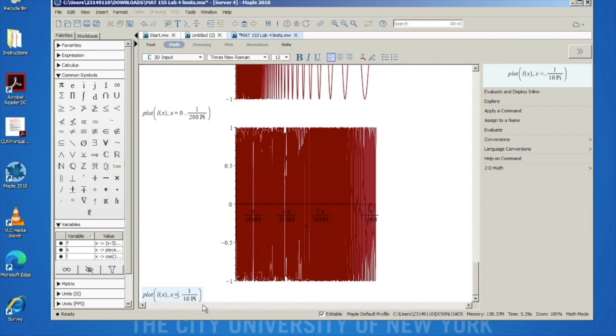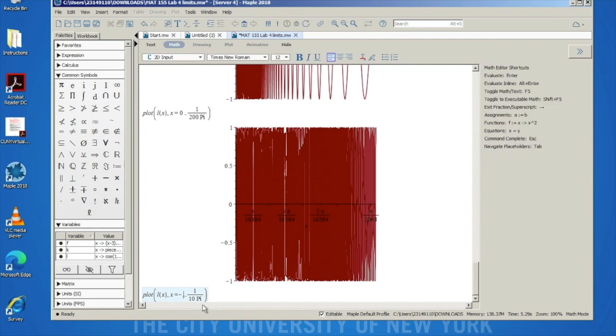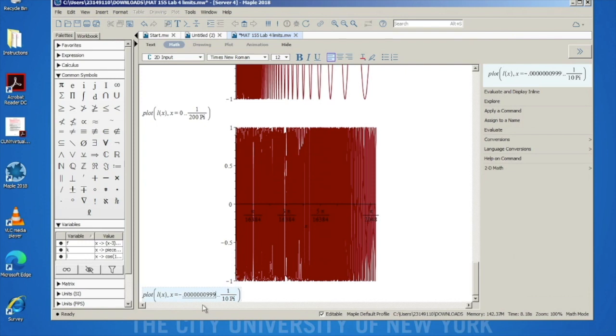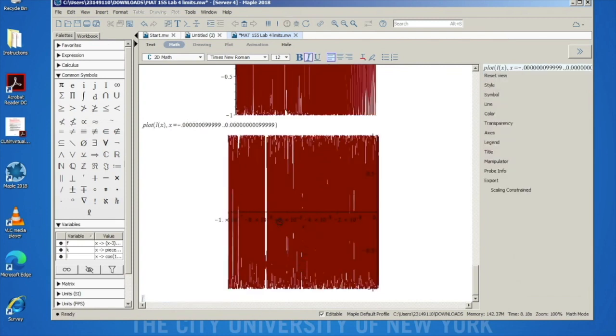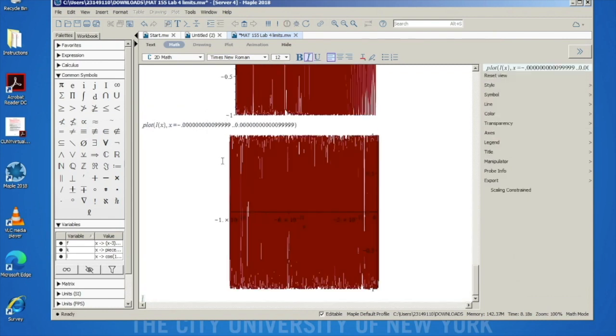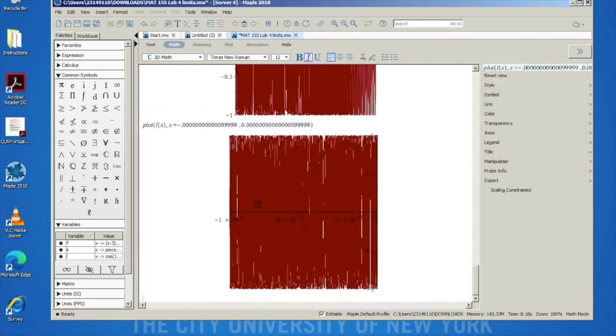So I'm going to zoom in from -0.0009999 to the point 0.000000999. Well, that's not small enough because I don't have a smooth curve. If you notice, even though I'm making the values very small, you just can't see anything here. I mean, nothing looks smooth at all.